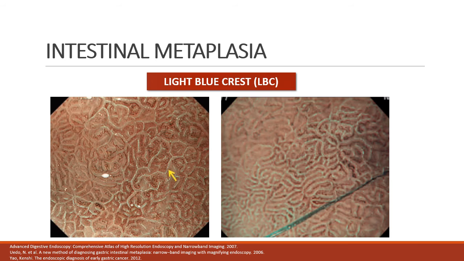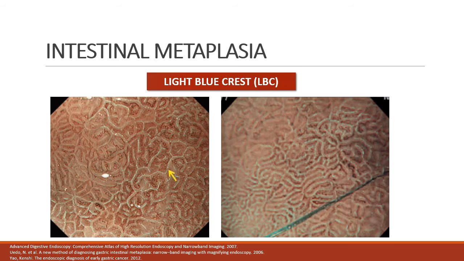Uedo et al. reported an interesting concept and new application of image-enhanced endoscopy with magnifying endoscopy for the diagnosis of gastric intestinal metaplasia. They indicated that a distinctive finding called the light blue crest or LBC was a good indicator of histological intestinal metaplasia, which is a risk factor for the development of differentiated type gastric cancer.